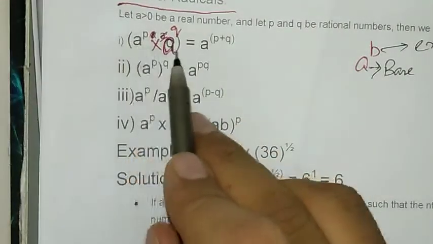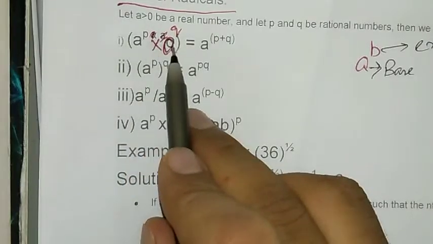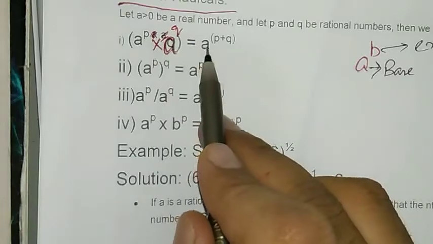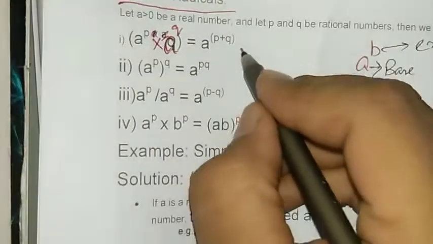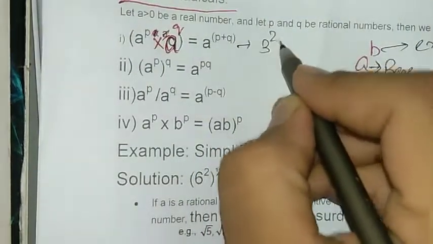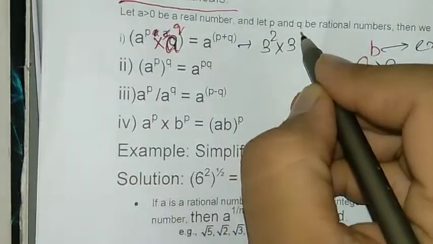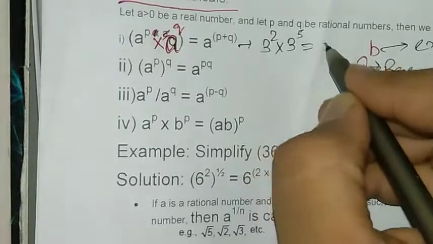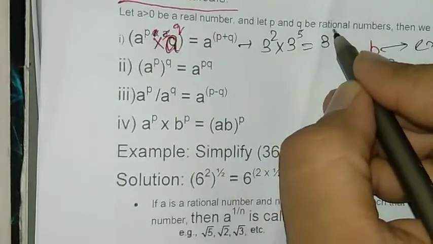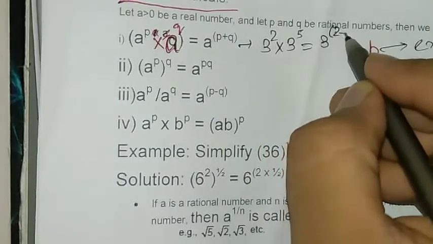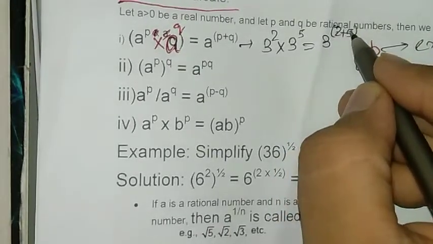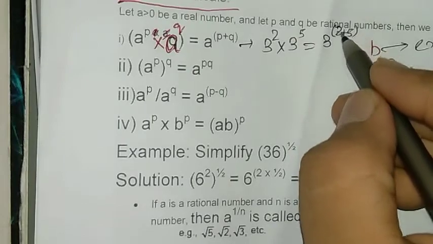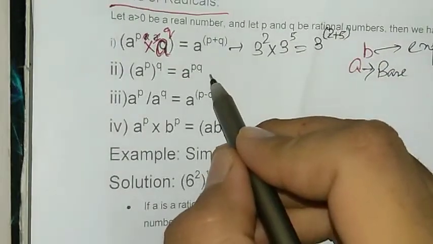Whenever two numbers which are the same are multiplied and have different powers, the number stays and just the powers will be added. Let's talk about 3 power 2 multiplied by 3 power 5. This will yield 3, the base will be the same, just the powers will be added, 2 plus 5. So that value is 3 power 7. Understood?